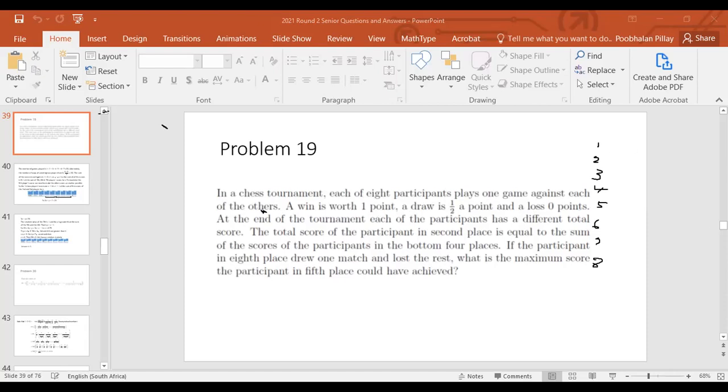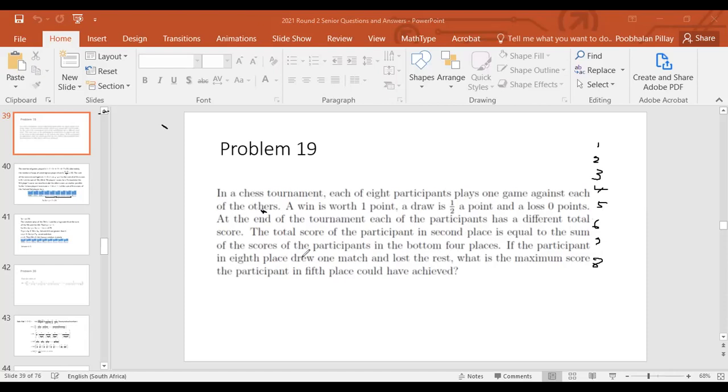So I'd like to know what the total scores are, because, okay, before that, we say the total score for the person in the second place is equal to the sum of the scores of the participants in the bottom 4 places. So this guy here has got the same as the sum of these 4 bottom ones, right?